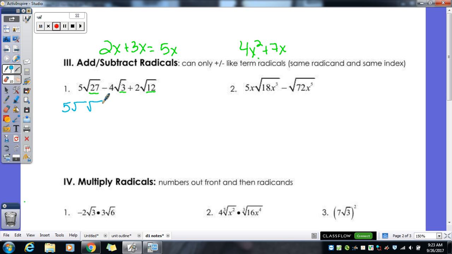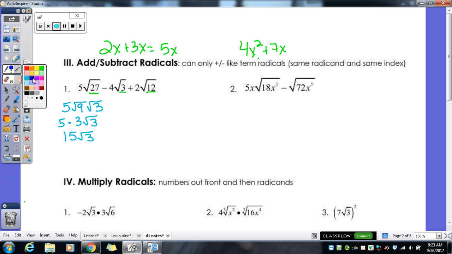What's our perfect square that goes into 27? 9 and 3. I heard somebody say them. So now the square root of 9 is 3, and I still have that radical 3 under the radical there. And I got to do it times the 5, so when we simplify it all together, I get 15 radical 3.